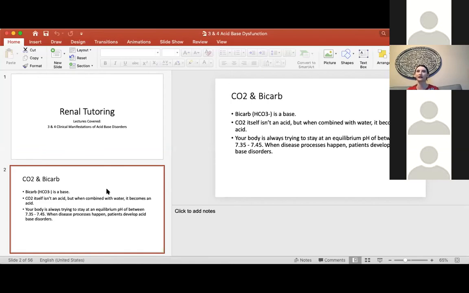So remember, bicarb is a base, and carbon dioxide is an acid, but when it's with water, just think of it as an acid. So if we've got high bicarb, it's going to be more basic. If we've got high CO2, we want to think more acidic. Your body's pH is basically 7.4, so between 7.35 and 7.45. If it is out of that range, it's going to start developing the acid-base disorder.